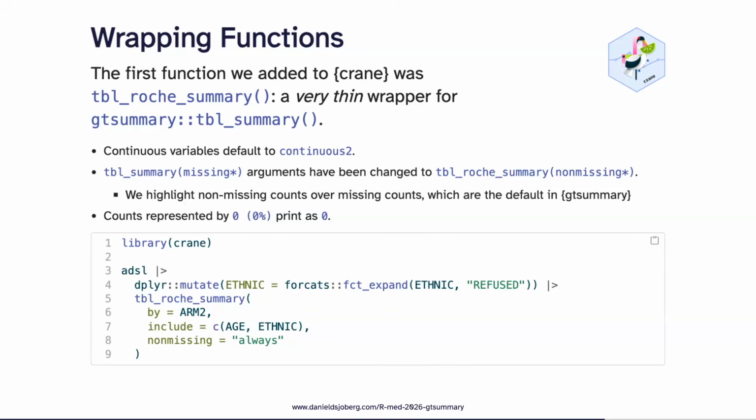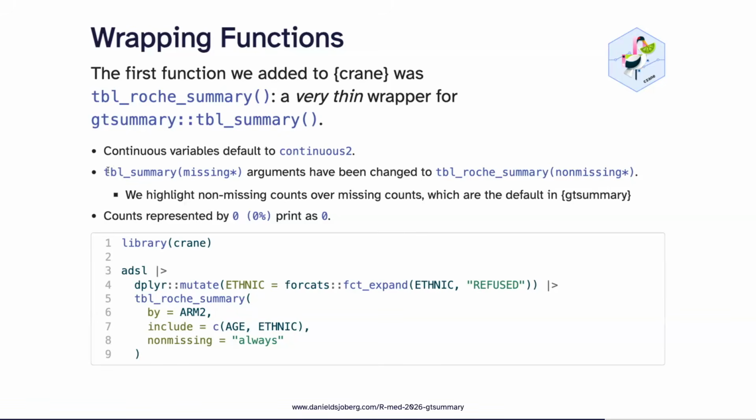The first way we did is we exported a new function called tbl_roche_summary, which is a very, very, very thin wrapper of tbl_summary. So what does it do differently? All of our continuous variables are going to default to continuous2.